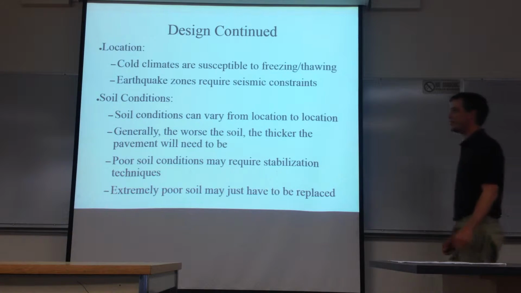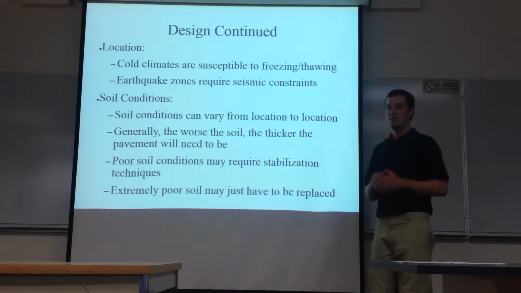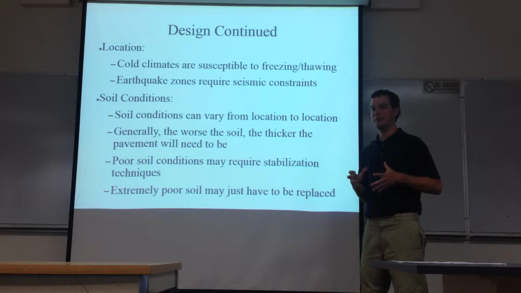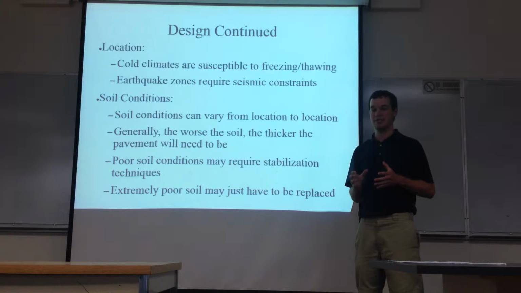Alright, location, location, location, right? So if we're building a road, let's say in Florida, and then we're building another road in Ohio, they're going to be two completely different designs. Because in Ohio, we have to worry about freeze and thaw cycles.